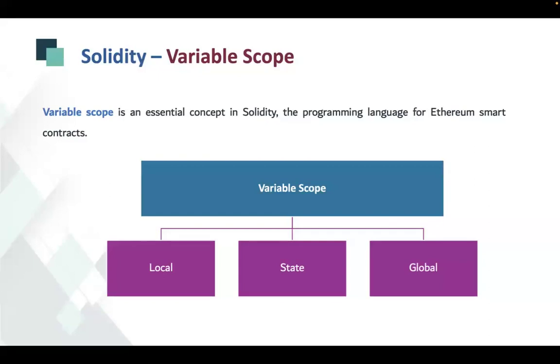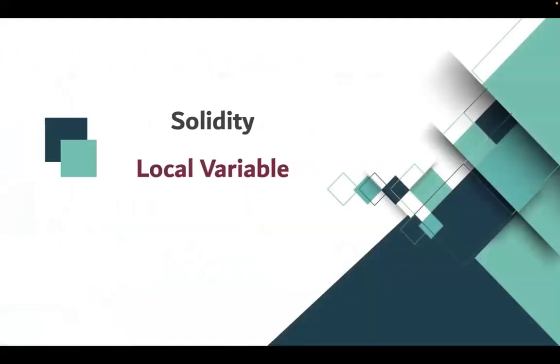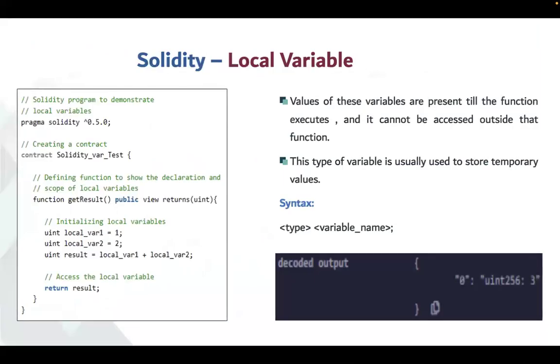As mentioned, Solidity has three main types of variable scopes: local, state, and global. First, let's talk about local variables. Local variables exist only within the function they are declared in and are not accessible outside of it. They are used for temporary data.